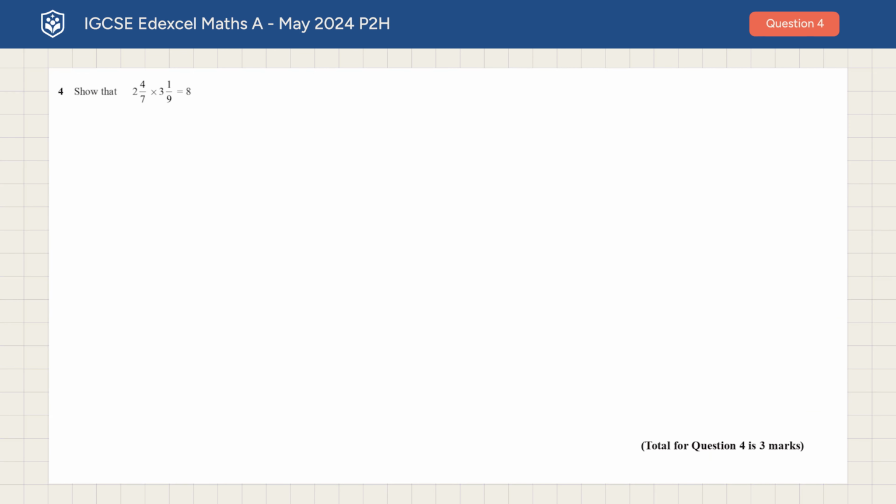Moving to question 4. We need to show that 2 4/7 times 3 1/9 equals 8. First, we convert the mixed numbers into improper fractions. For 2 4/7, we multiply the whole number 2 by the denominator 7, which gives 14. Then add the numerator 4. That gives us 18 over 7. For 3 1/9, we multiply 3 by 9 to get 27. Then add the numerator 1, giving us 28 over 9. So now we have 18 over 7 times 28 over 9, which equals 8. Therefore, we have shown that 2 4/7 times 3 1/9 equals 8.